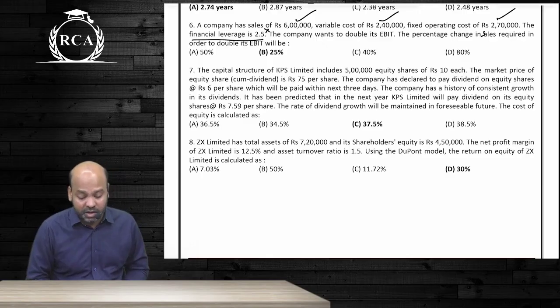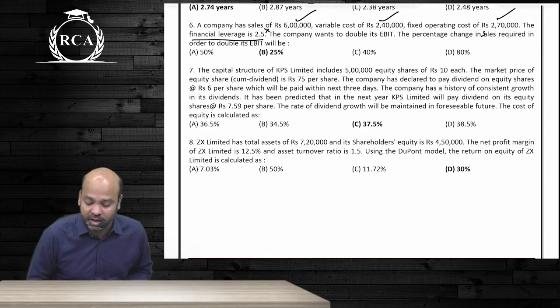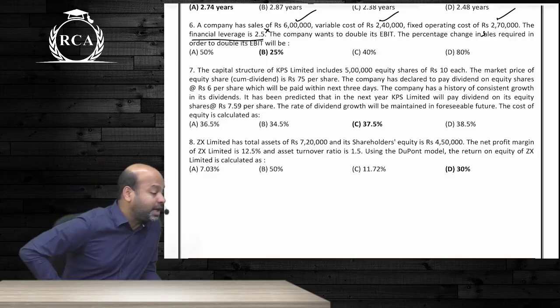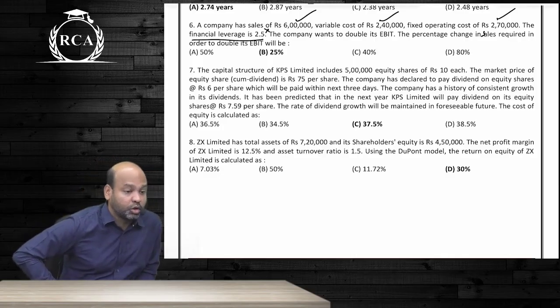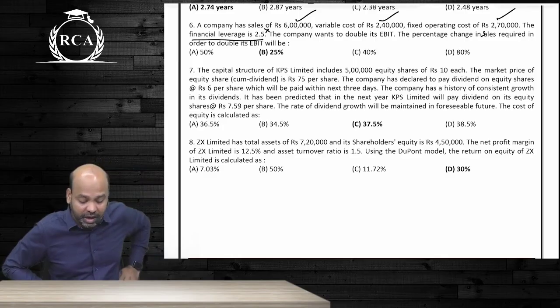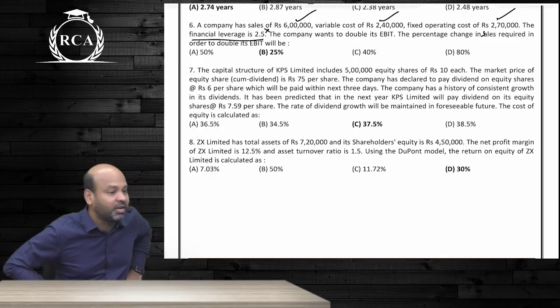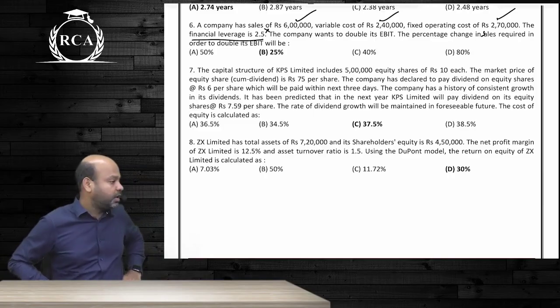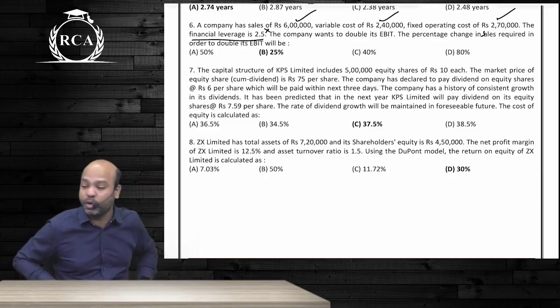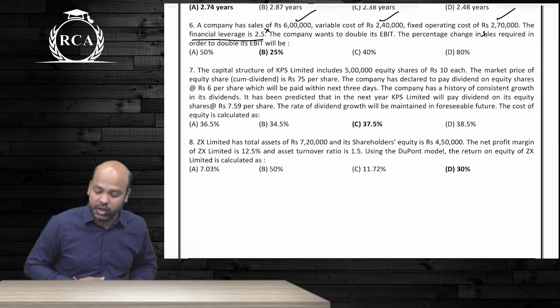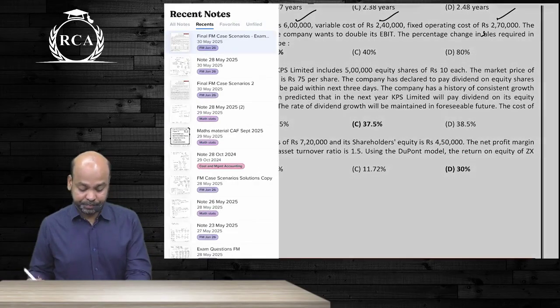The company has a history of consistent growth in its dividends. It has been practiced that in the next year also company will pay a dividend on its equity shares at 7.59. The rate of dividend growth will be maintained in foreseeable future. Growth rate is not given. Instead, they gave us D0 and D1. D0 is 6 rupees. D1 is 7.59. Using this 6 rupees and 7.59, you will be able to arrive at growth rate. Once you get that growth rate, substitute and compute cost of equity.